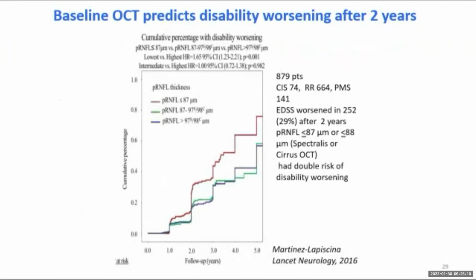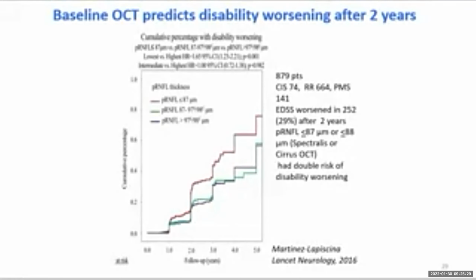In this multi-center study from Elena Martinez-Lapiscina, we could see in almost 900 patients that those in the early phases of MS who already had a baseline retinal nerve fiber layer thinning were more likely to worsen in their disability within the next 2 years, showing that their axonal reserve is already exhausted.